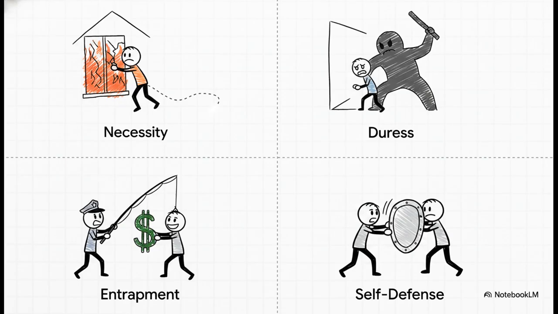First up, necessity. That's breaking a law to prevent a much greater harm. Next is duress, meaning you were literally forced to commit a crime because of an immediate, severe threat. Third is entrapment, when a government official actually persuades someone to commit a crime they otherwise never would have done. And finally, self-defense, the justified use of force against an active threat. It shows that under the right conditions, an illegal act might actually be legally excused.